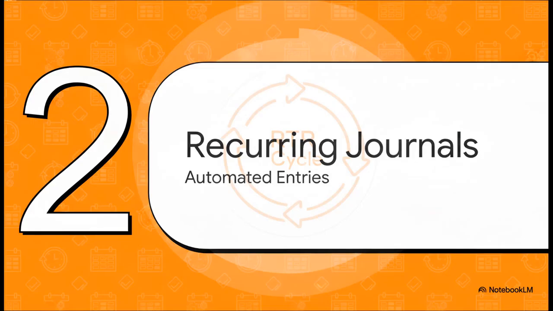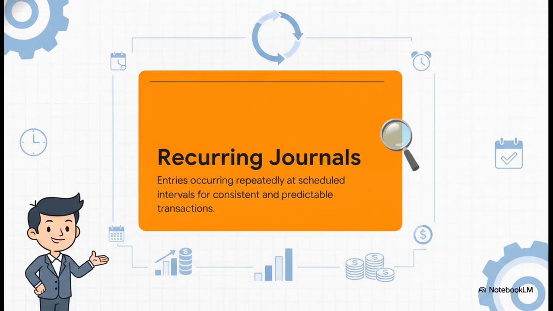Moving on to Section 2, defining recurring journals. So what exactly is a recurring journal? Well, it's kind of right there in the name. These are entries that occur repeatedly every month or at scheduled intervals. You use them for transactions that are consistent and totally predictable across your accounting periods. Essentially, it's the act of doing them again and again.